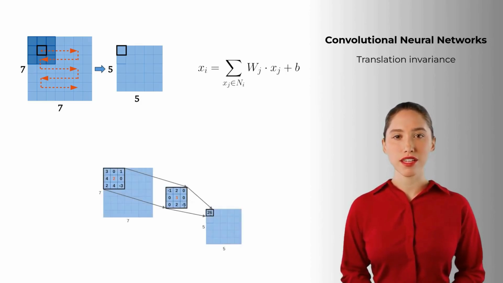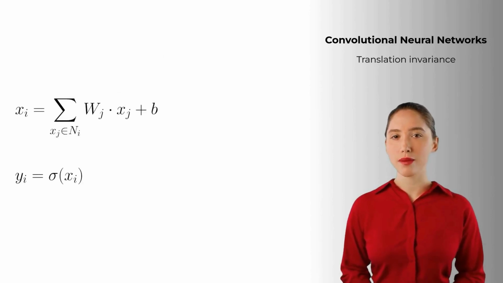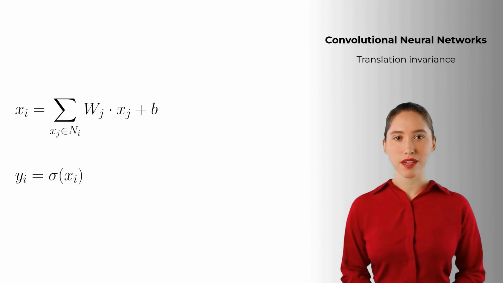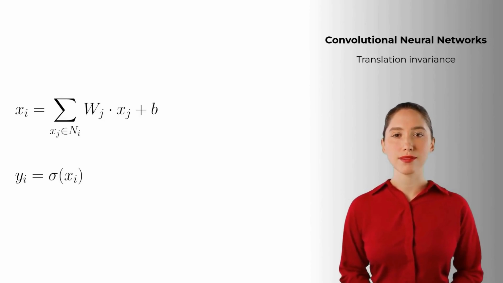Here is an example. The input data are given on the left. The filter weights have been trained before. They are multiplied at each position and then summed up, which yields 26. After that linear combination, we squeeze the result through a nonlinear activation function called sigma. So y_i equals sigma of x_i, where sigma could be a rectified linear unit or any other favored activation.